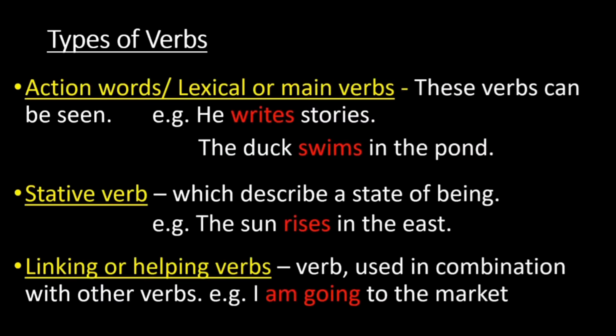So far from what we have done, let us summarize and understand the different types of verbs. We spoke of action words, also called lexical or main verbs. And we said that these verbs can be seen. For example, he writes stories. Writes is the verb. The duck swims in the pond. Swims is the verb.